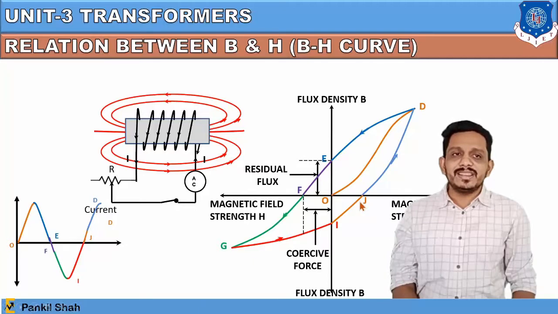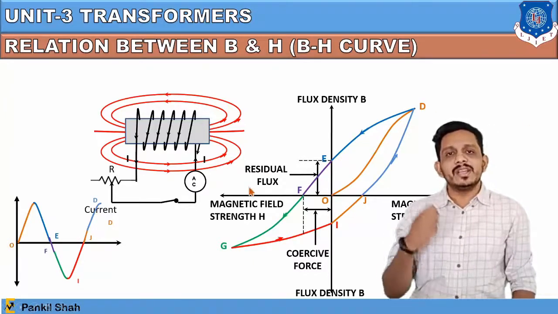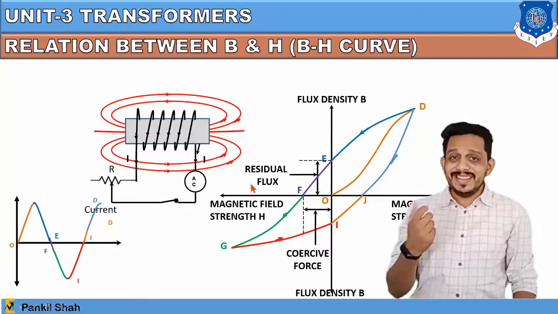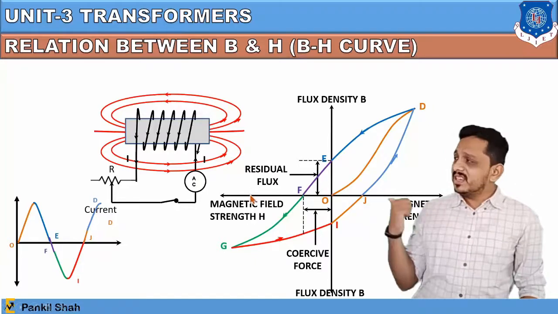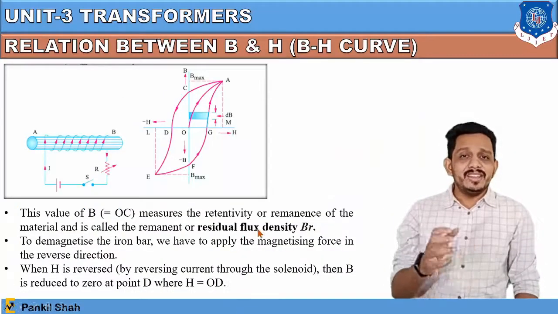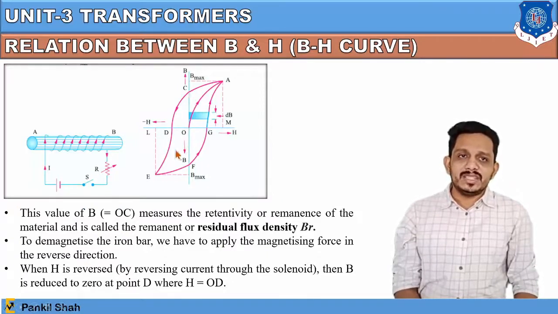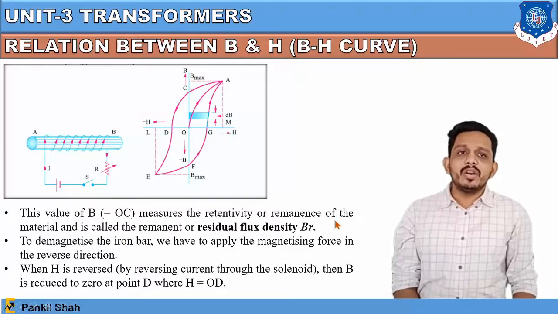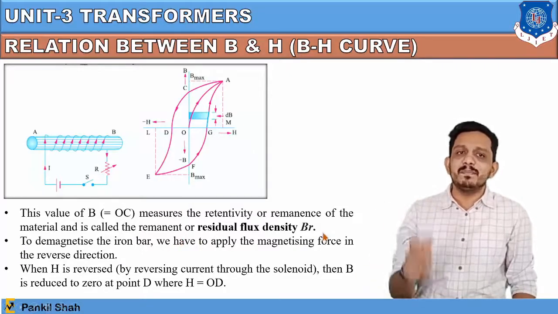So we can say that this graph will be rotated on the outer side of this magnetic curve. In this way, the BH curve can be drawn. This full graph is known as the BH curve. Now let's consider this figure and define all the terms. The value OC means the retentivity or the remanence of the material, and it is known as the remanent or residual flux density Br.